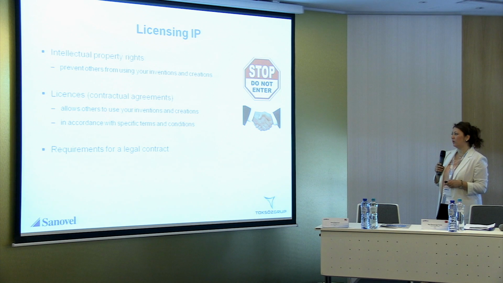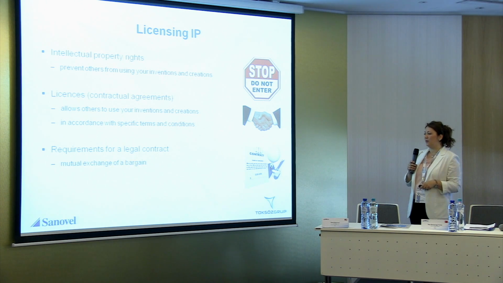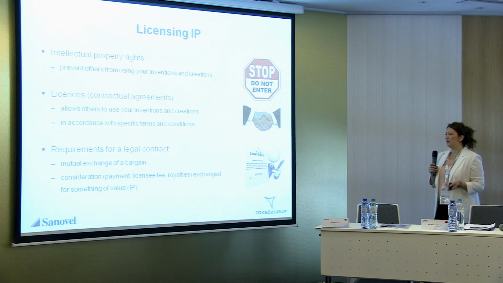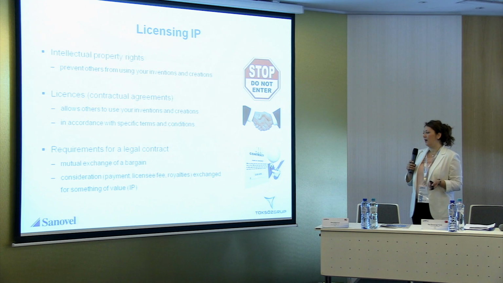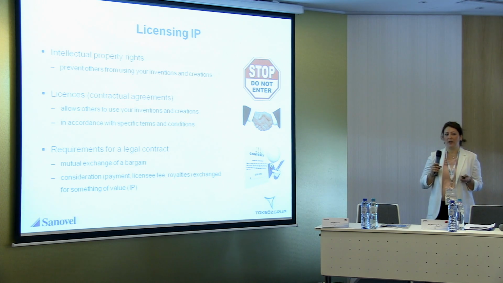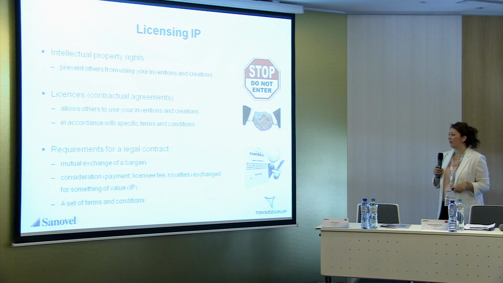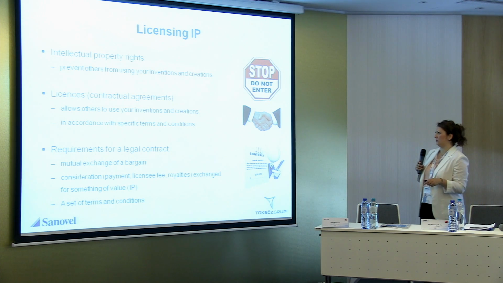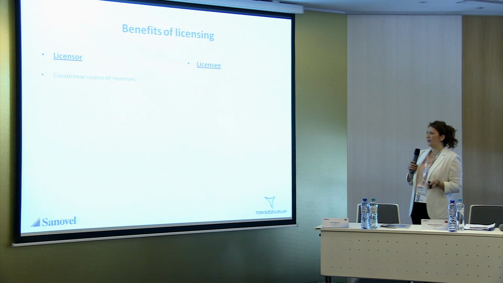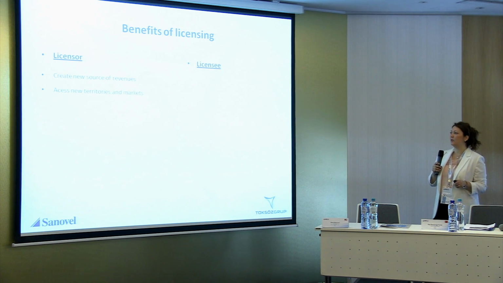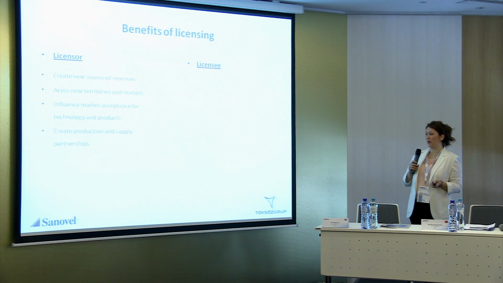And the requirements for a legal contract: of course you need a contract, and a mutual exchange of a bargain between two sides, and you have to consider the payment, the license fee and the royalties, exchanged for something of value like IP. And you set the terms and conditions, as I said before. The benefits of licensing, licensor part and licensee. In the licensor part, you create new sources of revenue, and you access new territories and markets, and influence market acceptance for technology and products, and create production and supply partnerships.